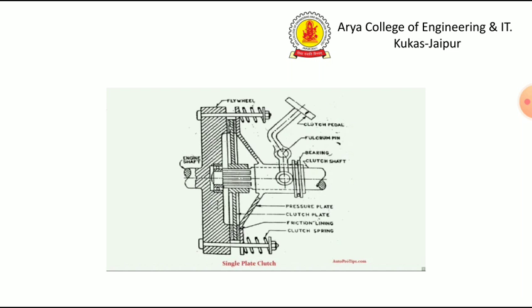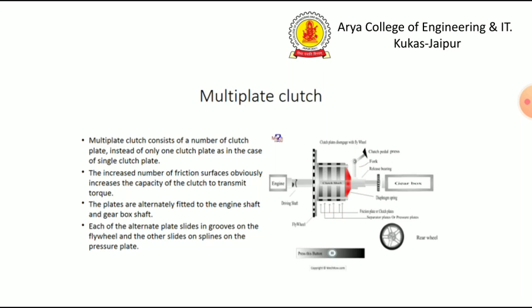This is the layout of a single plate clutch. Multiplate clutch. A multiplate clutch consists of a number of clutch plates instead of one clutch plate, as in the case of a single plate clutch. The increased number of friction surfaces obviously increases the capacity of the clutch to transmit torque.